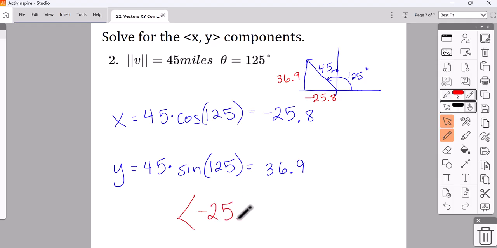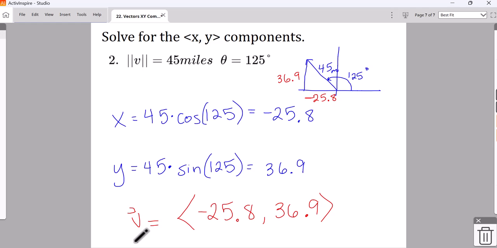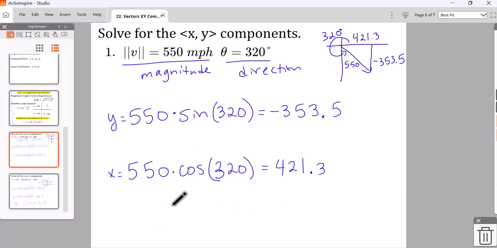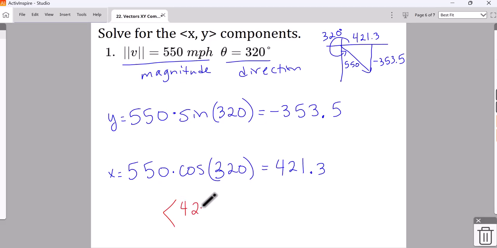And so I forgot to do this on the other problem, but making sure that you can also put it back into vector form. So we can call this vector V. Sometimes they put a little arrow on top, notating that it's a vector. So there are several different ways you could see the notation. If we go back to this one, our vector would be 421.3 and negative 353.5, because this is our x value and this is our y value. So x is first and y is second.